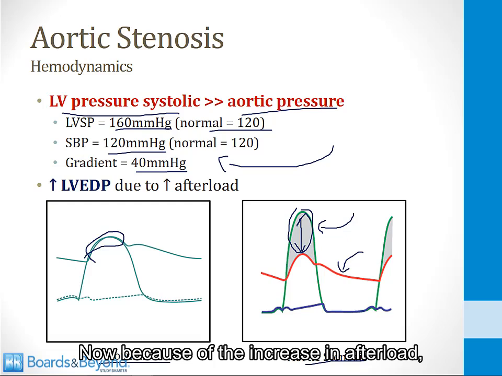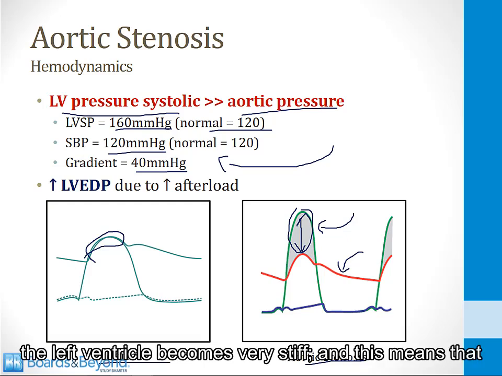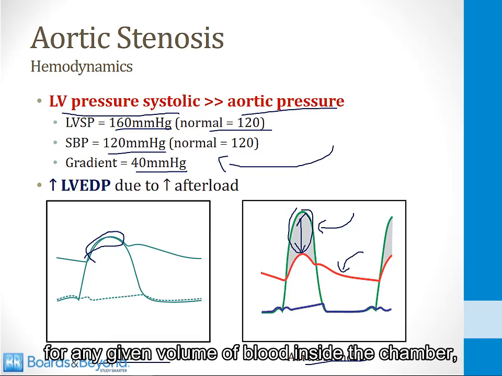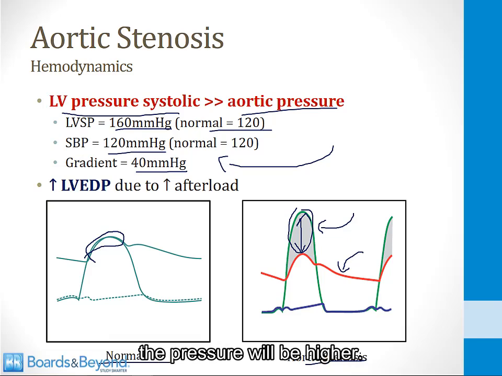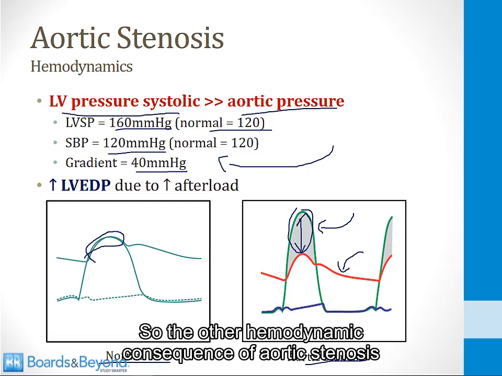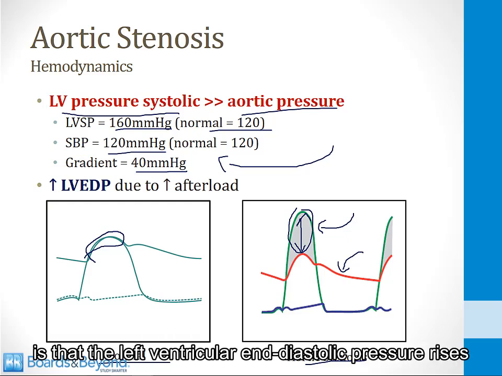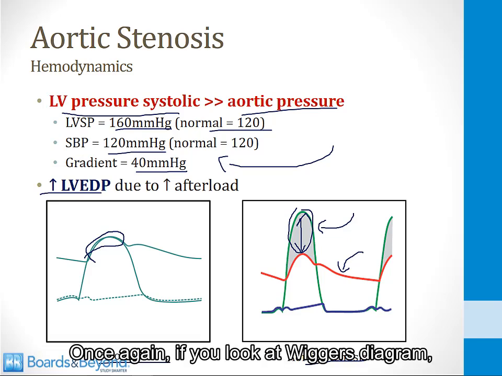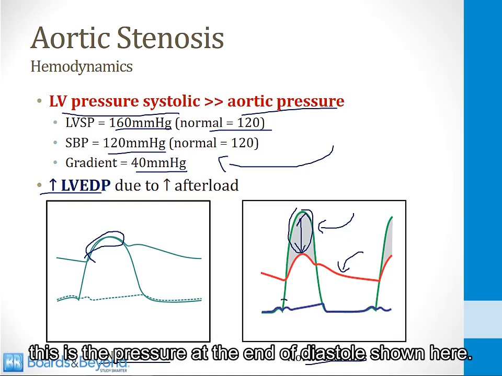Now, because of the increase in afterload, the left ventricle becomes very stiff, and this means that for any given volume of blood inside the chamber, the pressure will be higher. So the other hemodynamic consequence of aortic stenosis is that the left ventricular end diastolic pressure rises due to afterload. Once again, if you look at Wigger's diagram, this is the pressure at the end of diastole shown here.